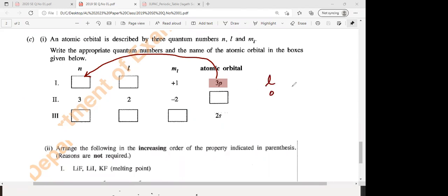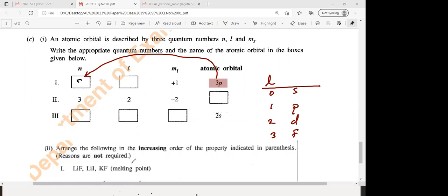So L equal to 0 means s orbital. L equal to 1 means p. L equal to 2 means d. L equal to 3 means f, but we are not up to there; it is 0, 1, 2. Yes, can you all post the answer on chat? Very good. So it will be 3 and 1. All of you are correct. It's not hard.